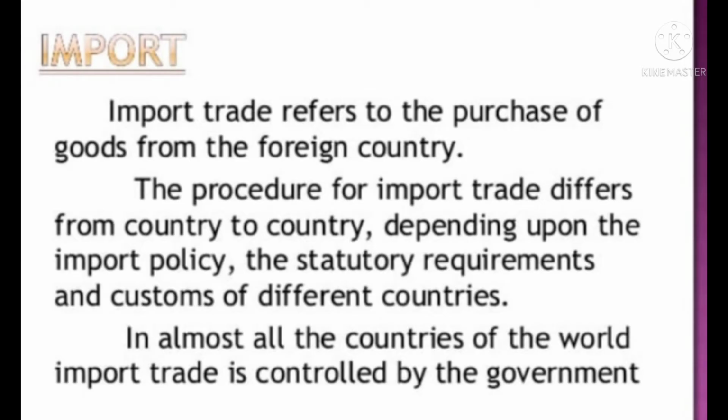Now, moving on to the import. Import trade refers to the purchase of goods from a foreign country. So, we are importing the goods from the foreign country.